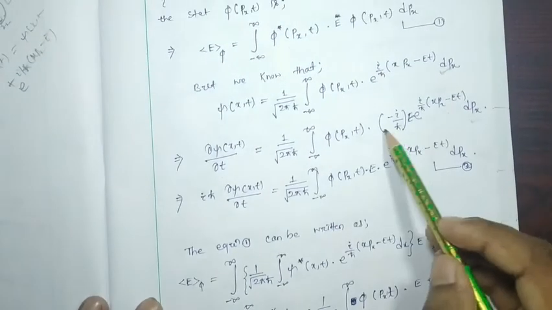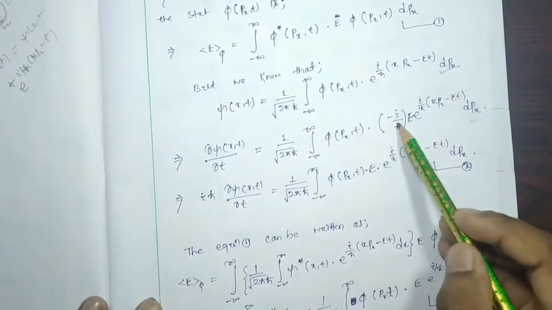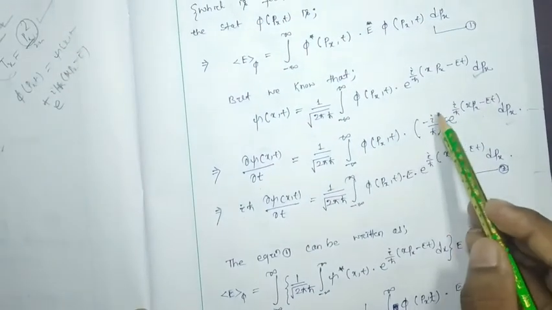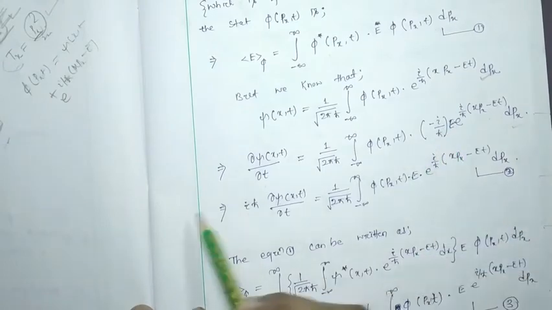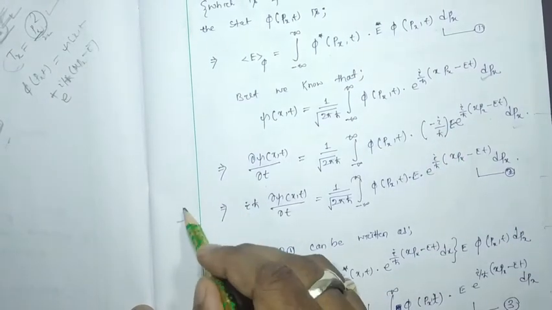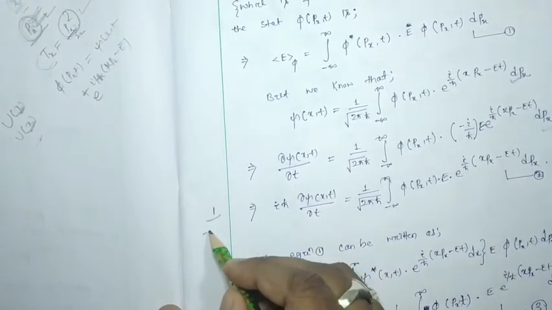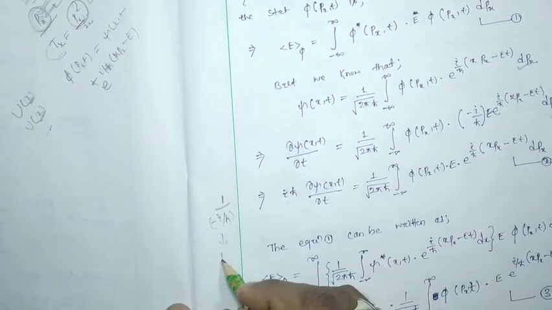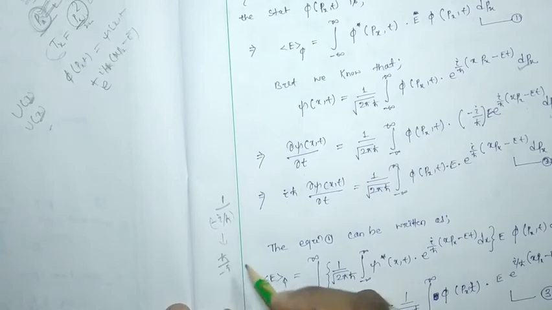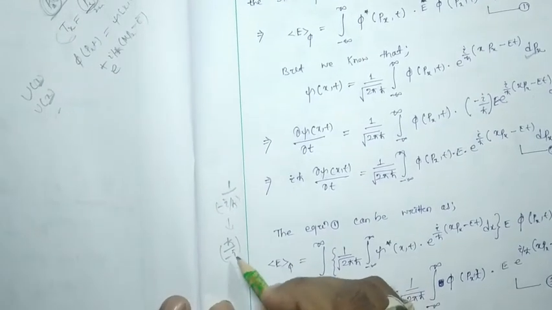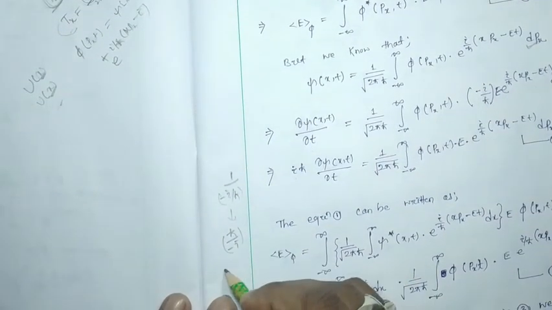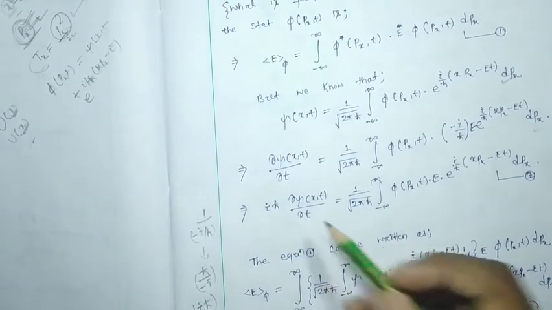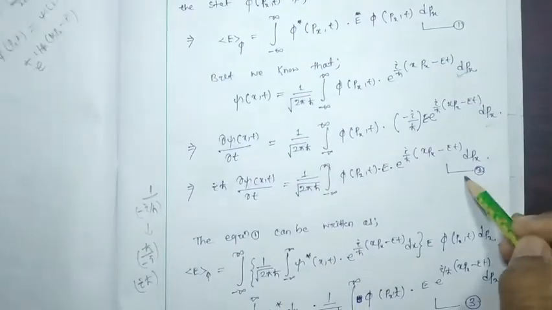So if we take minus i by h cross to the left side, it will be 1 by minus i by h cross, which is nothing but h cross by minus i, right? Or if we take minus i to the numerator, it will be i h cross. So i h cross del psi of x,t by del t is equal to this much. Let this be equation number 2.